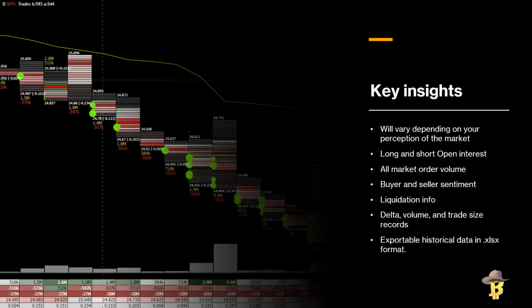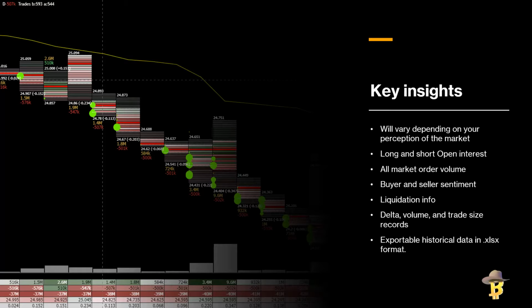You can see buyer and seller sentiment. You can see the liquidation information. You can see where people are getting liquidated, which, if you've been around this market, you know that happens every second because people are highly over leveraged. You can see the delta, the volume, the trade size records. What I mean by the trade size records is you can separate it out and see what the people with $1 million are doing, and what the people that are doing less than 7,000 contracts are doing. So you can separate the bigger players from the small fries, and you can compare and contrast what they're doing and base strategies around that.